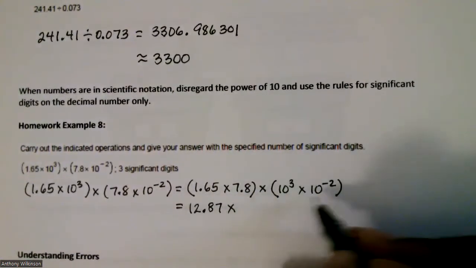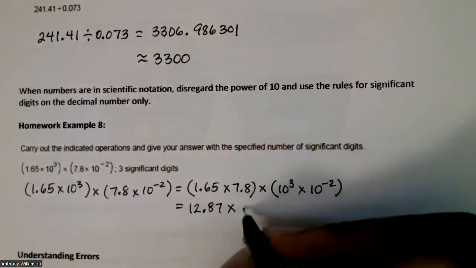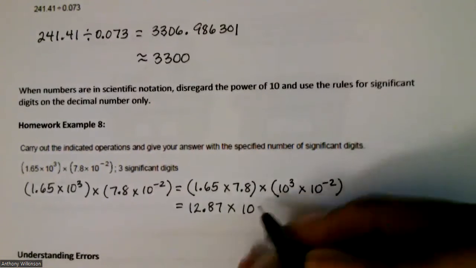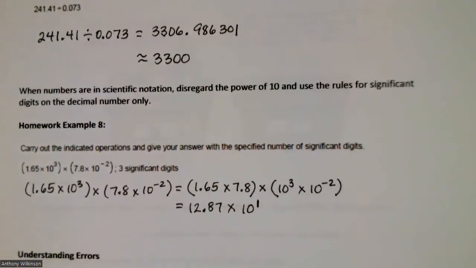And then when we multiply powers of 10, we bring the base over, which is our 10, and then add the exponent. So this will be 3 plus negative 2, which will be 1. So I have 12.87 times 10 to the negative 2.